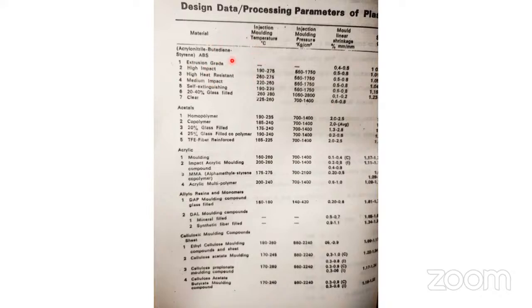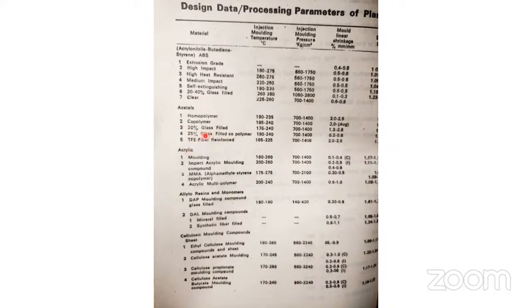At that time you have to increase the temperature slightly. You should not use the same temperature, because you are filling glass inside the ABS, 20 to 40%, and the pressure will also be very high because you are adding glass in the ABS. Therefore, the pressure increases.